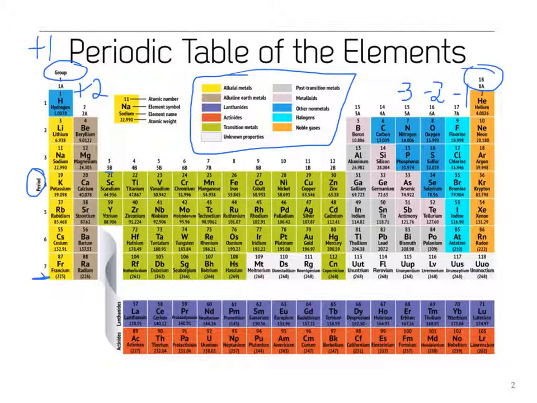Those charges will come into significance when we learn ions, nomenclature of chemical formulas, and all of that stuff. But this is a good start to understand what the periodic table is.